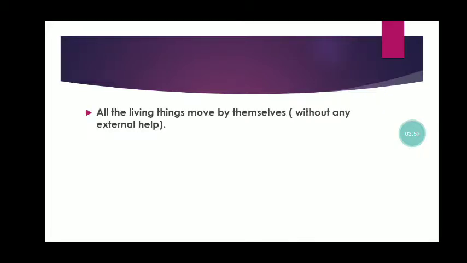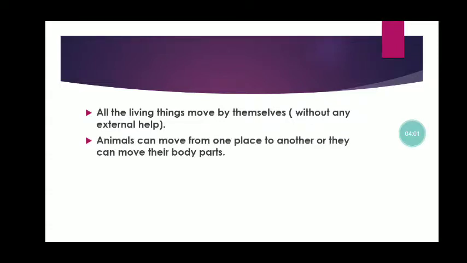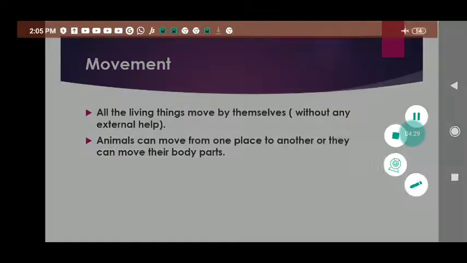All living things move by themselves without any external help. Without external help means it does not require any kind of external force to help their movement. Animals can move from one place to another, and they can move their body parts. So this is the way we can characterize or differentiate between living things and non-living things.